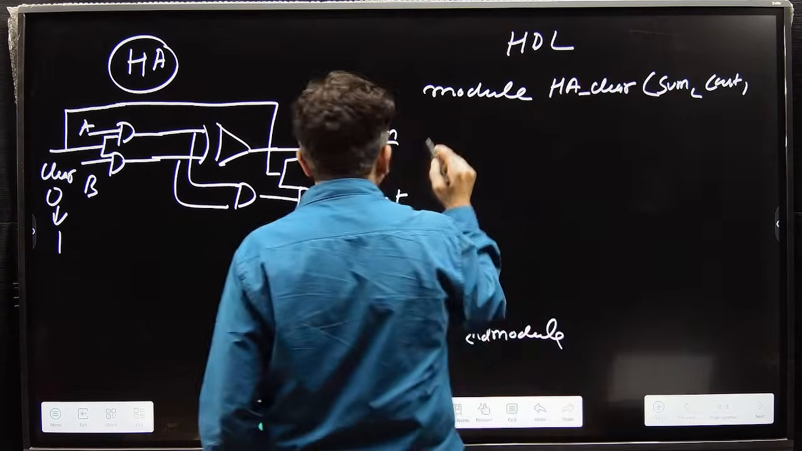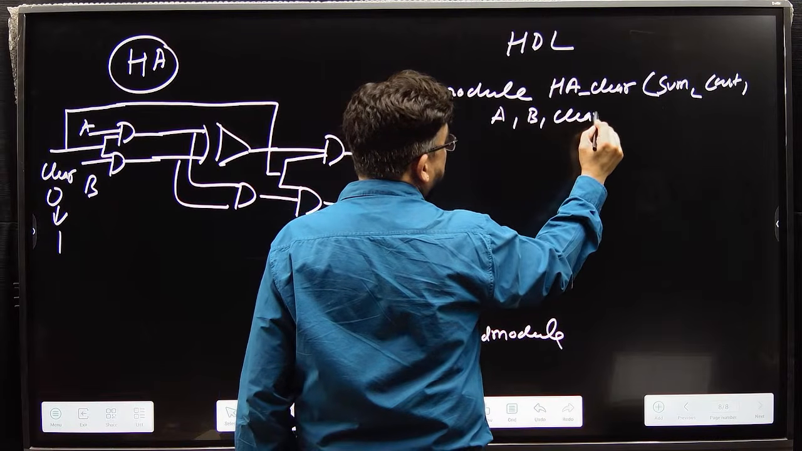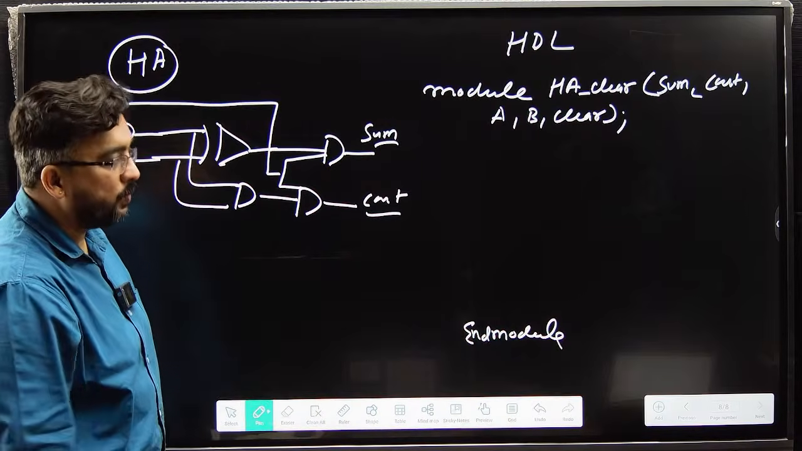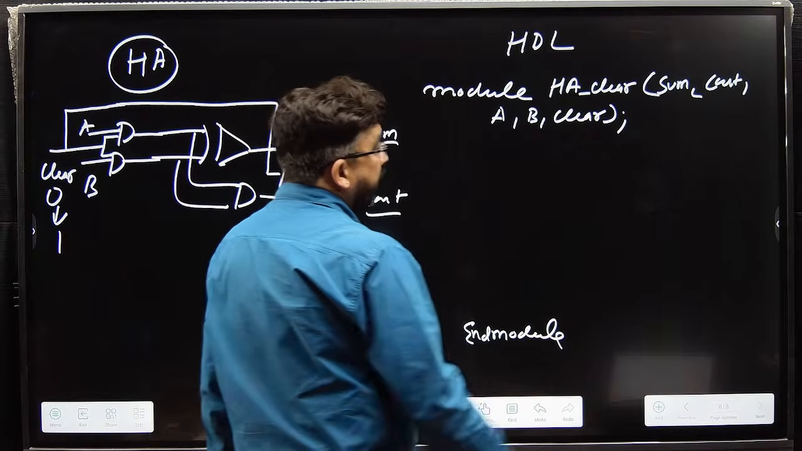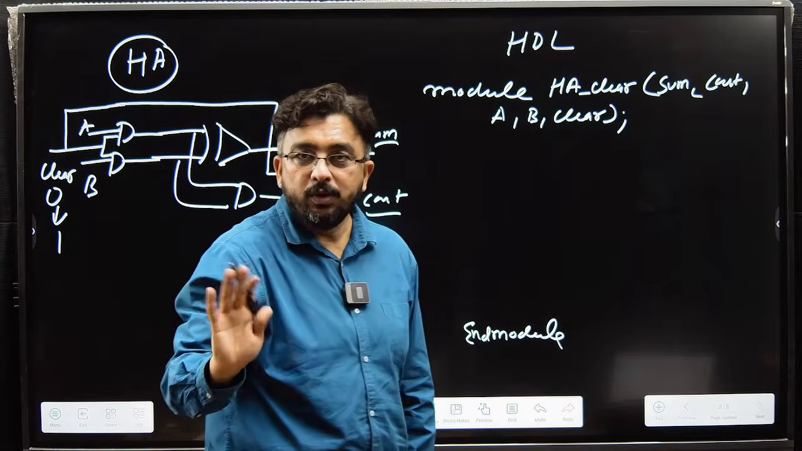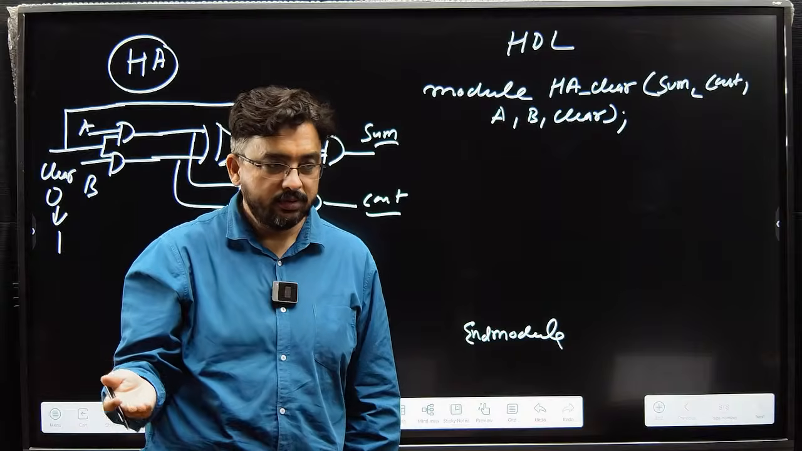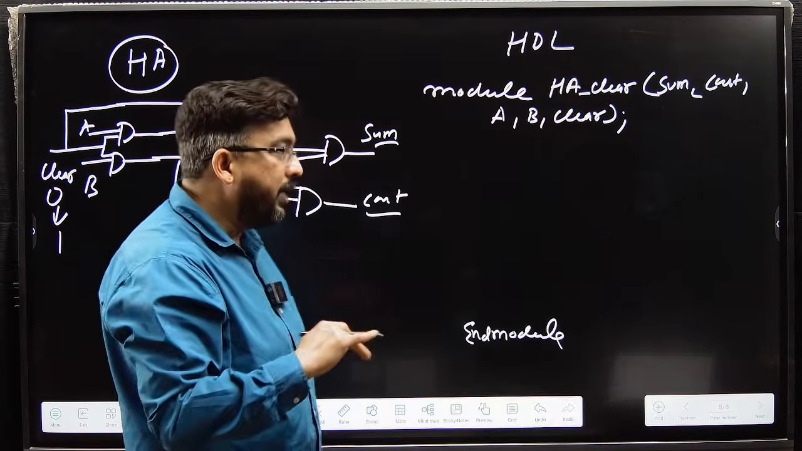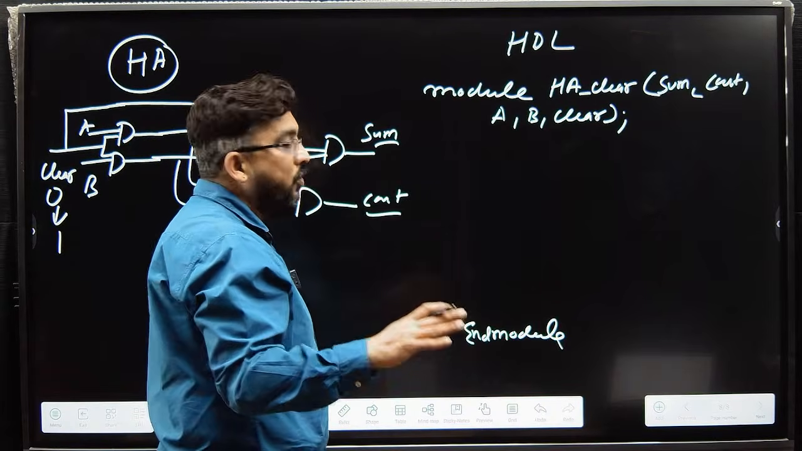What is my input? A, B, and clear, and semicolon. This semicolon is required to terminate it. Now you know that your sum and Cout is an output, but the tool doesn't know. The tool is totally under your control, right? The tool doesn't know, so you have to define it now. You have to tell your tool that sum and Cout is my output.